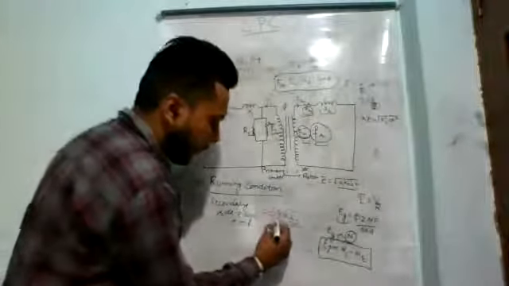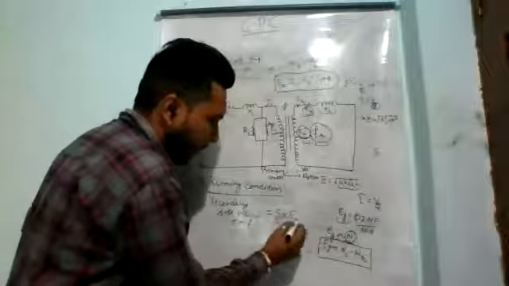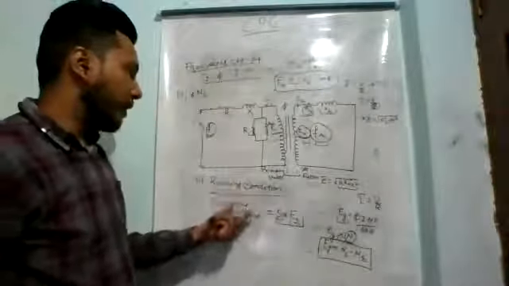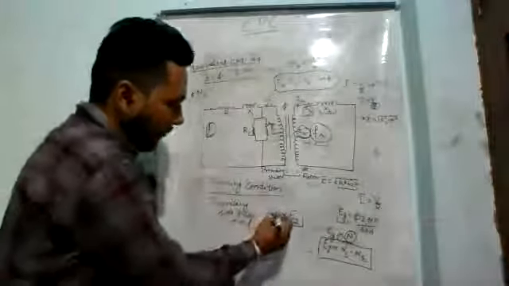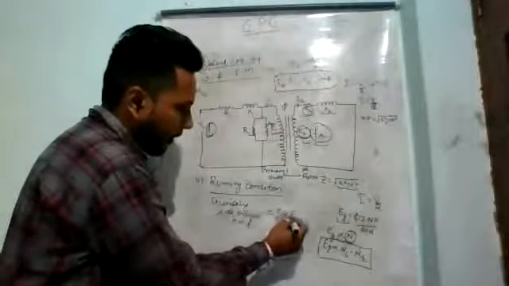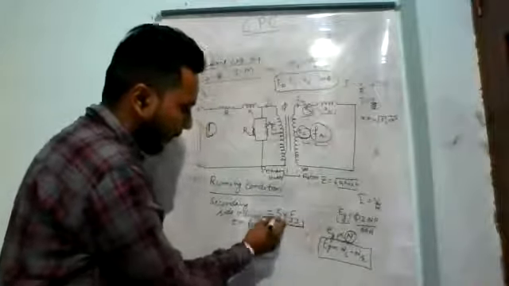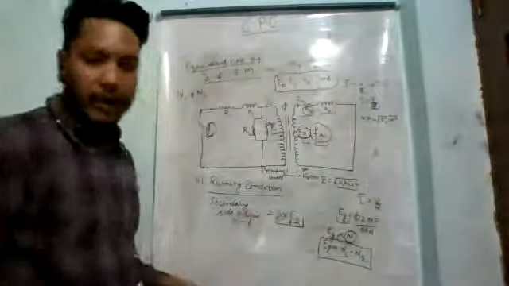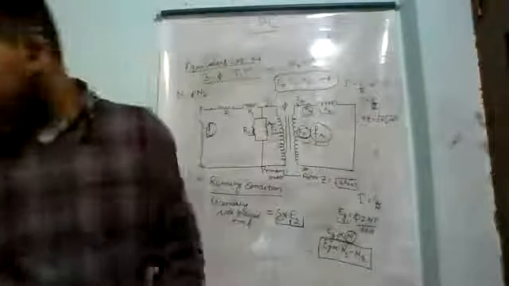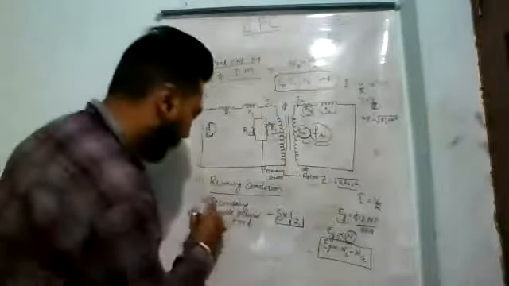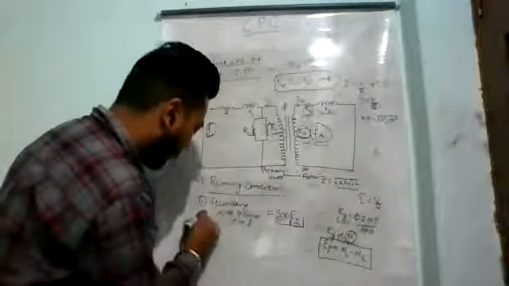That's why we multiply S with E2, because at running condition the concept of slip comes in. If we multiply the slip with the induced EMF, then it will give the secondary side induced EMF. Okay, now this is the secondary side induced EMF.